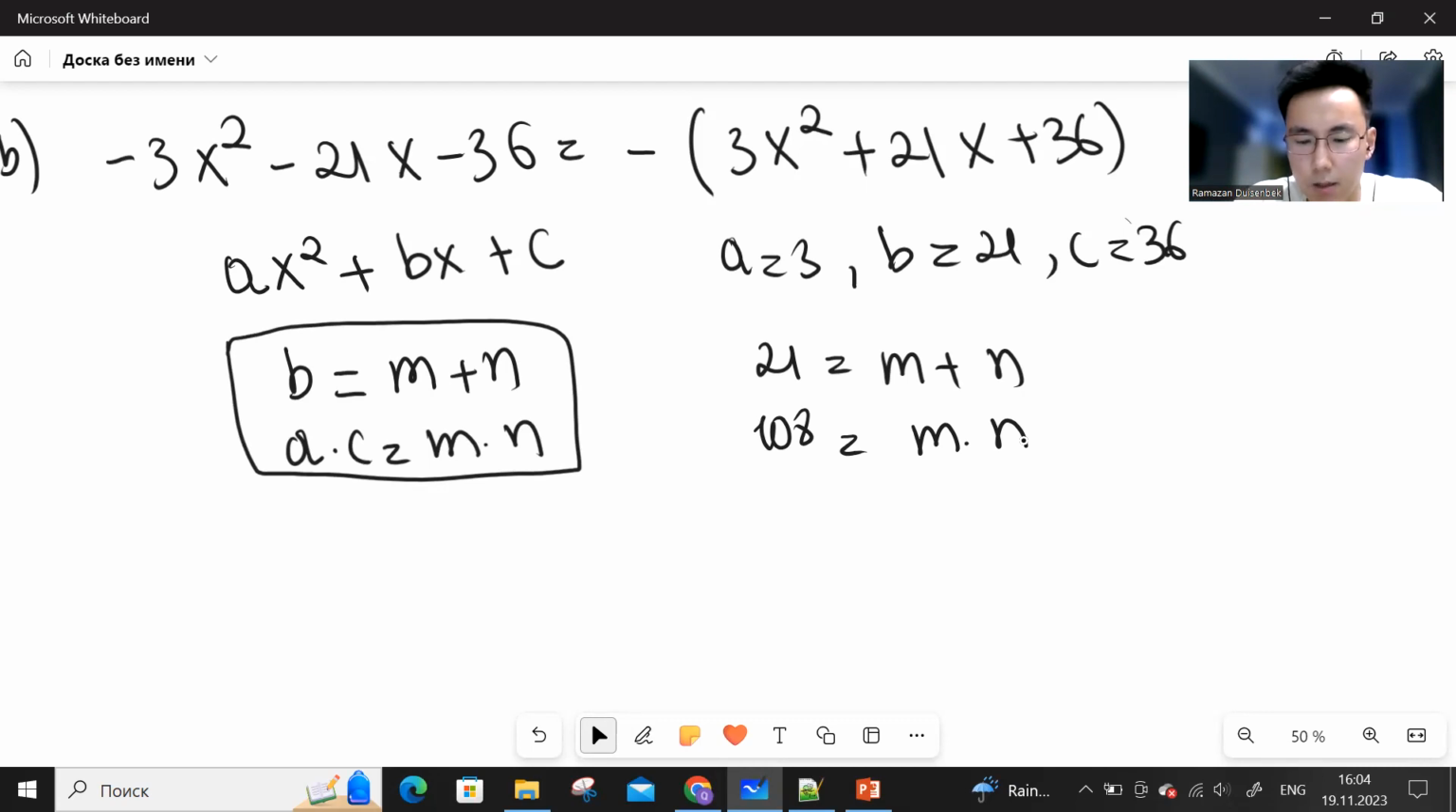Так, 17 и 4. Нет. 10, 11. Нет. 9 и 12. Да, 9 и 12. То есть m у меня 9, n 12. Без разницы, m может быть 12, n 9. Разницы нет. Но сумма вот этих двух цифр 21, а умножение 108.